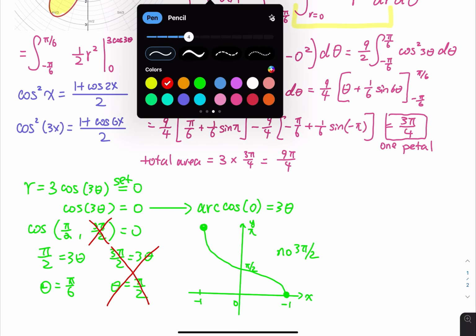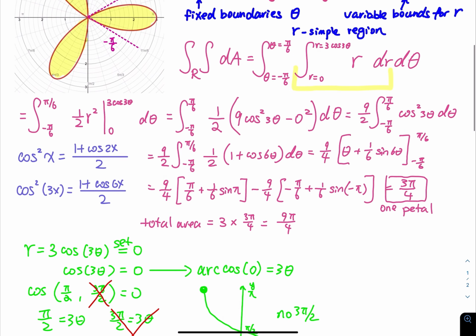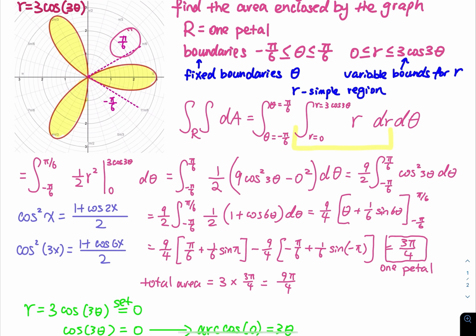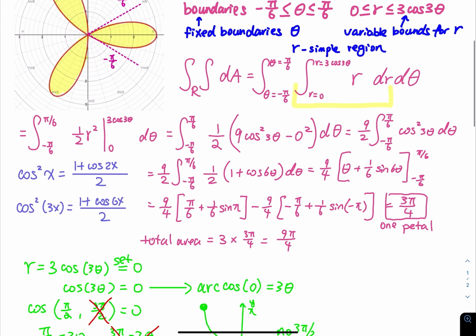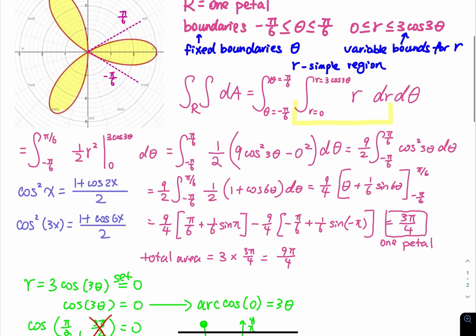And the petal is symmetric, so we go back to this problem. We have pi over 6 and negative pi over 6. So this petal is bounded between pi over 6 and negative pi over 6. That's how you take care of the problem when they do not tell you what the boundaries are. Okay, so now this is the end of this problem.